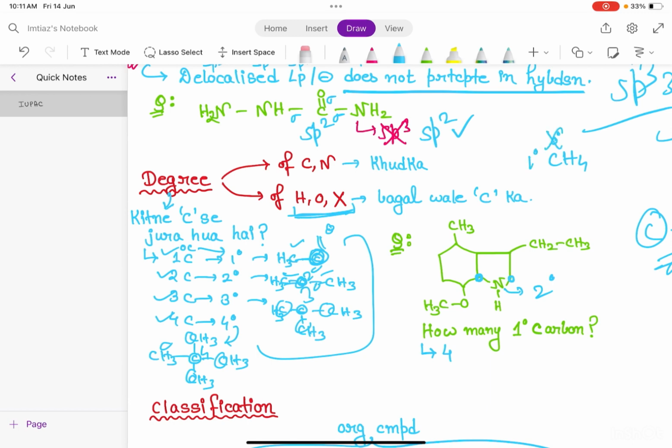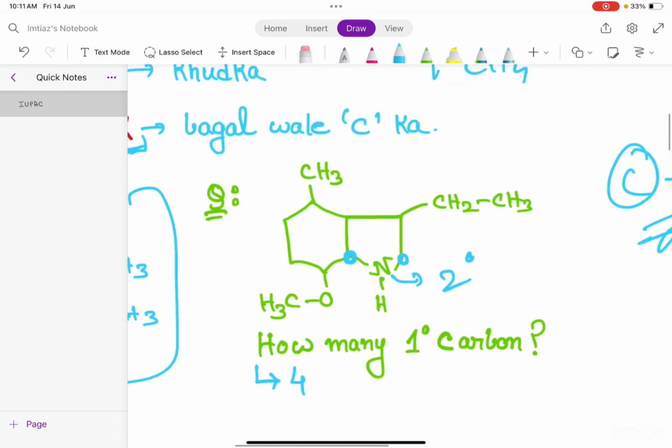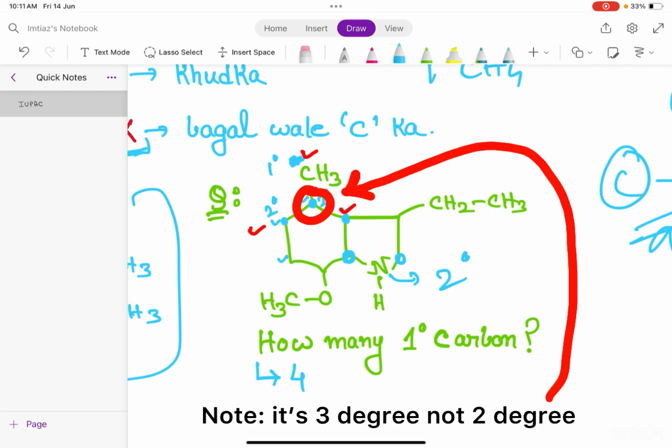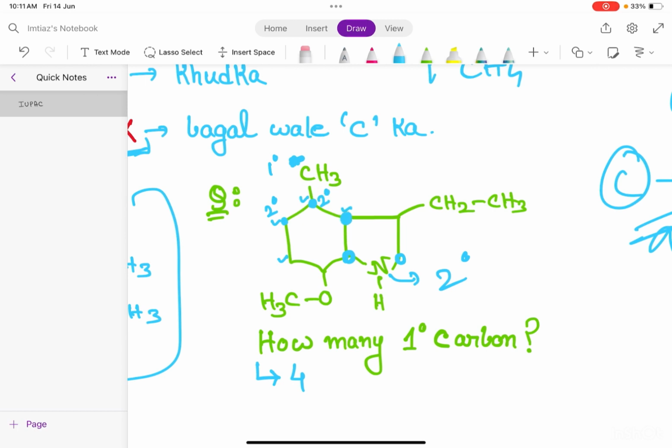Remember that. Right now let's come to this. It is asking how many 1 degree carbon are there over here. Let's check it out. First of all, this carbon is attached to 1, so it is 1 degree. This carbon is attached to 1, 2, 2 degree. This carbon is attached to 1 and 2, it is 2 degree. Again this one is attached to 1, 2 and 3, so it is 3 degree. This carbon is attached to 1, 2, 2 degree. So like that you can solve.